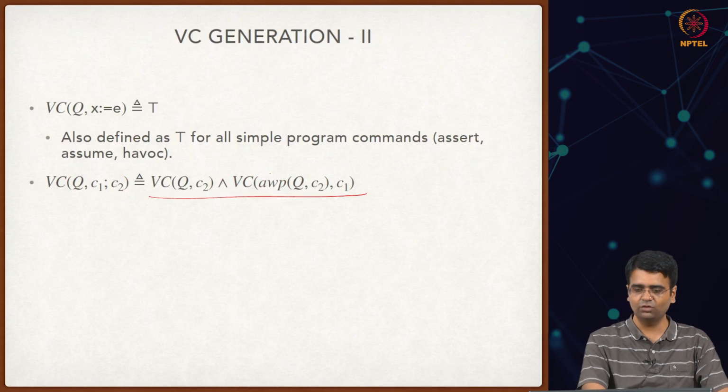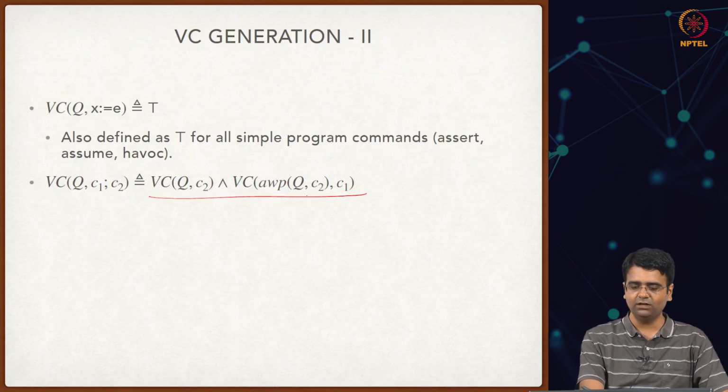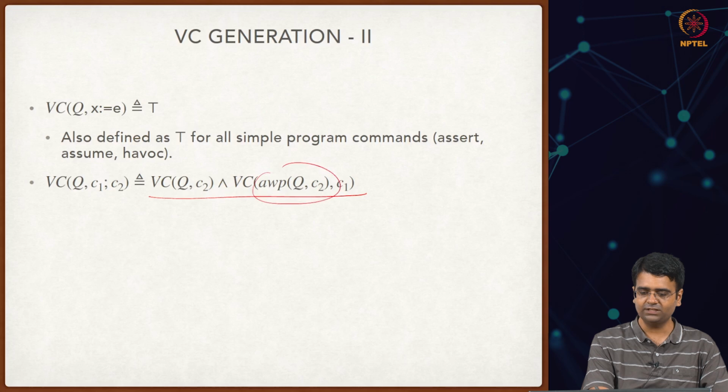So this is the formula that we get: VC of Q comma C2 and VC of some set of states with respect to C1, where that set of states is given by AWP of Q comma C2. These are the set of states that I need to start from, such that on executing C2 I am guaranteed to end up in a state in Q. First I execute C1, then the AWP guarantees that I will end up in a state in AWP of Q comma C2, and then if I execute C2 I am guaranteed that I will end up in a state in Q.